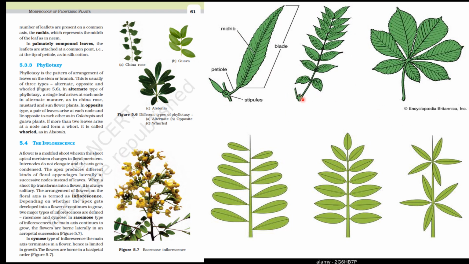In the pinnately compound leaf, there is a middle axis, the rachis, and from the rachis arise the different leaflets. But in a palmately compound leaf, all the leaflets are attached to a single common point. Here, look at this, a common point.